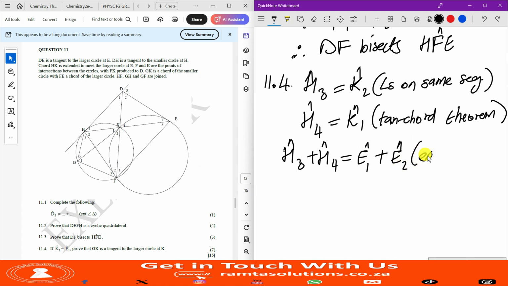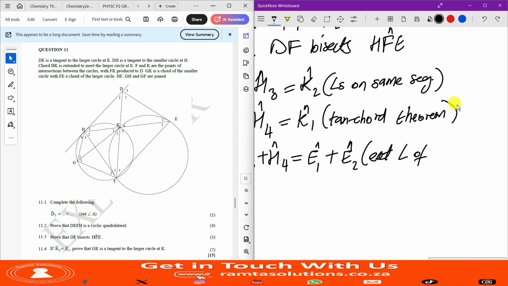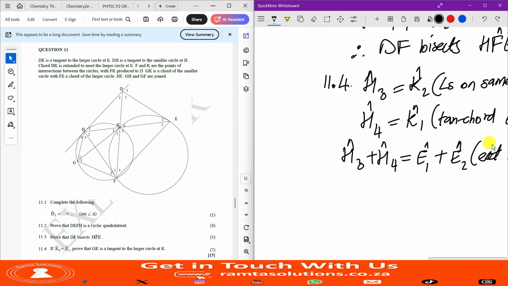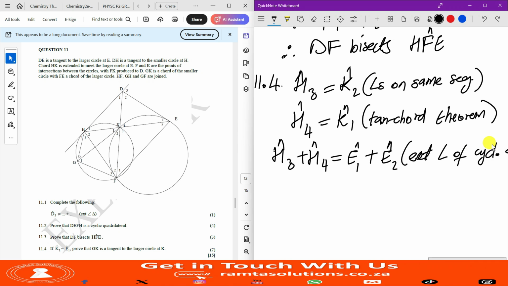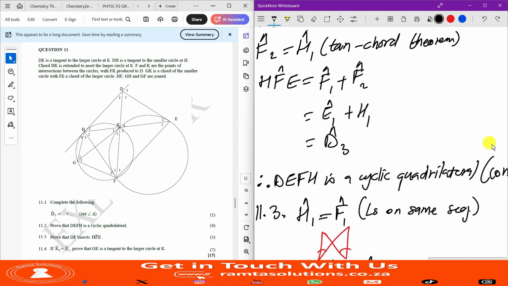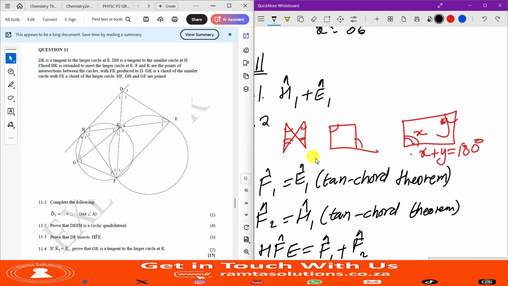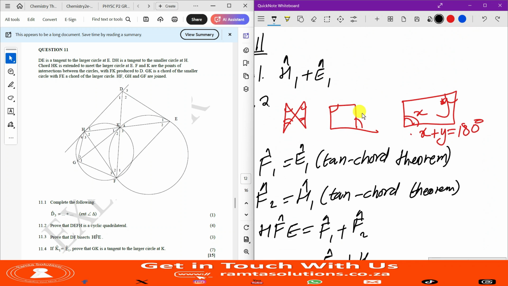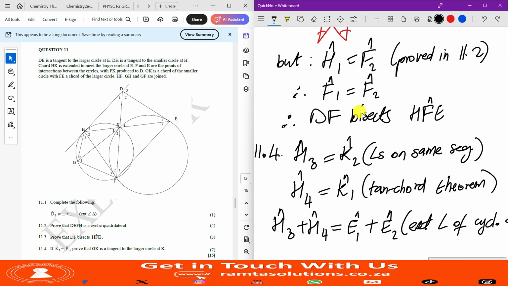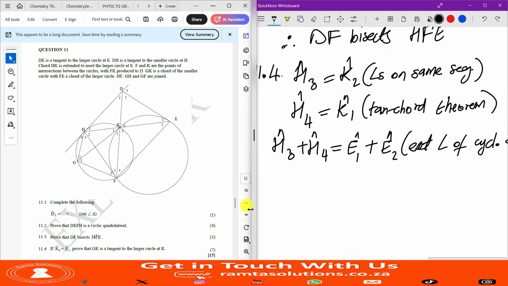What is this? It is the exterior angle of a cyclic quad. Alright? By now you have seen this. It is something like this. Alright? Cool. Proceeding. So now, we do have this information.